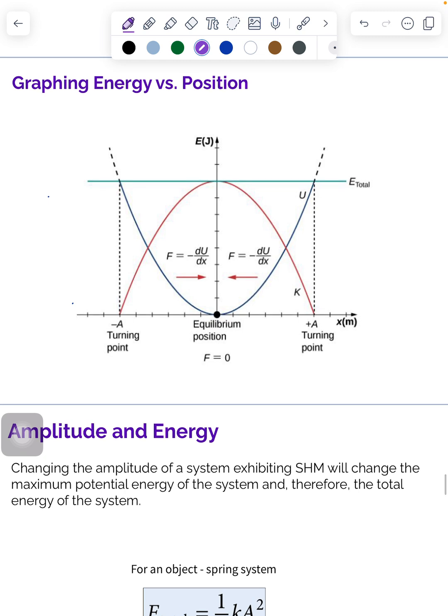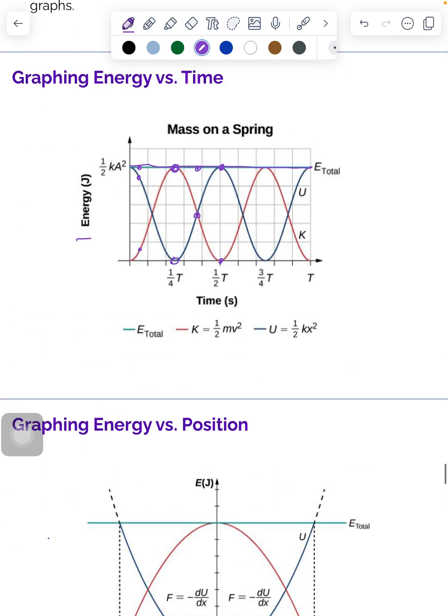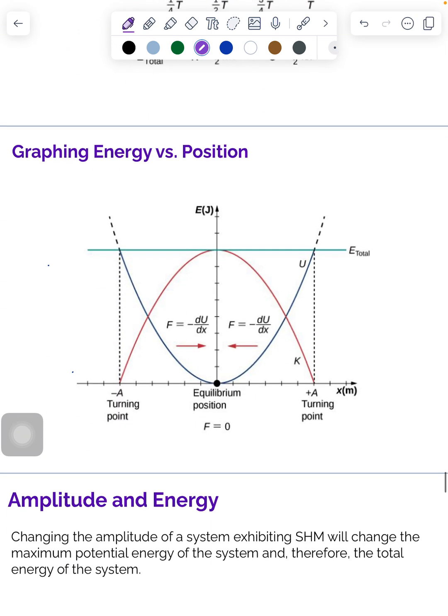Graphing energy versus position. Well, here, instead of it being energy versus the time it takes, when we have energy versus position, we're still going to see that at the equilibrium position, we're going to have total kinetic energy. And at the amplitude, we're going to have all potential. But at any other point throughout, we should still get the total at the top here.